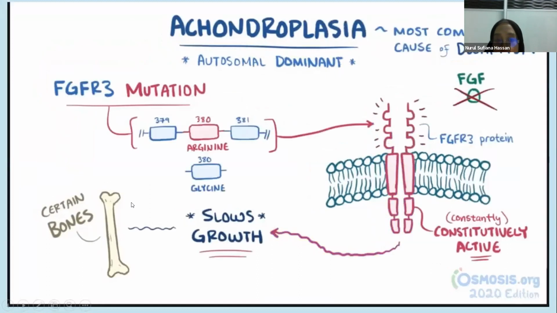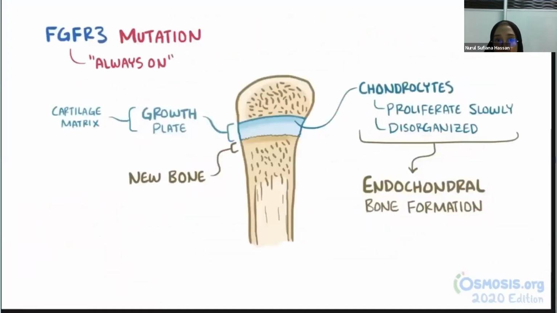So when mutation happens to the FGFR3 gene, it will cause the FGFR3 protein to be constantly active. In other words, the mutation makes this receptor behave as though it is binding to the FGF, even when it's not. So when it behaves as if it is binding to the FGF, it will slow growth, leading to inhibition of bone growth. So that's why it leads to dwarfism.